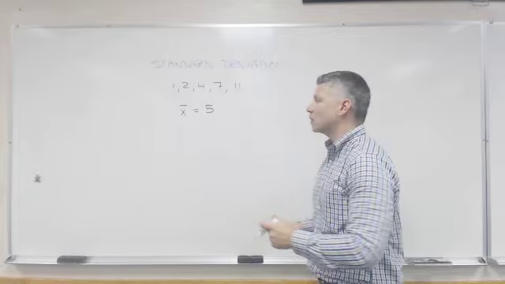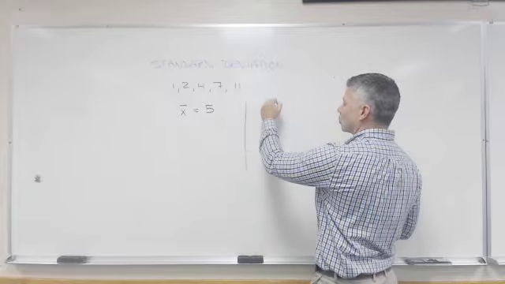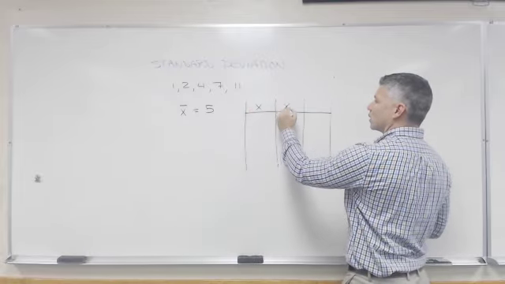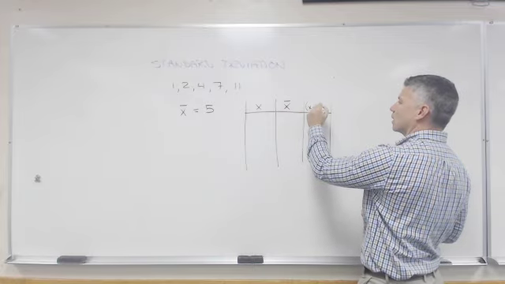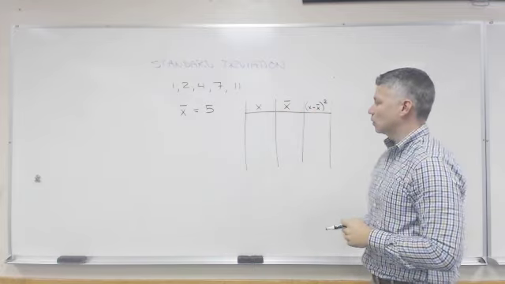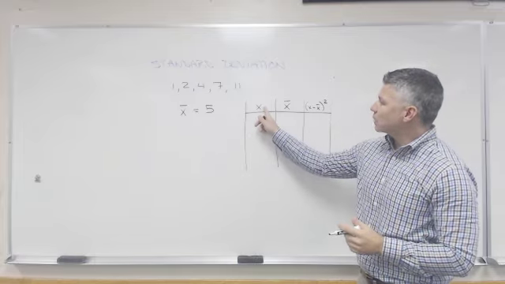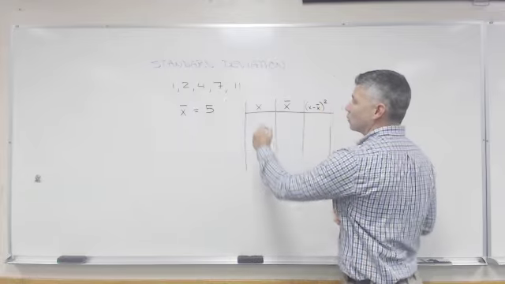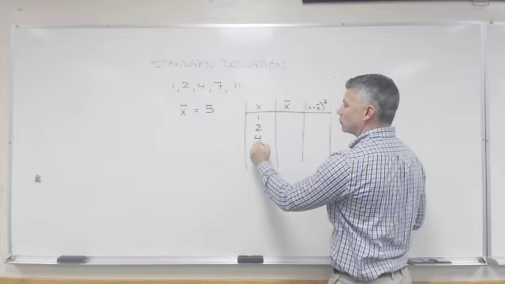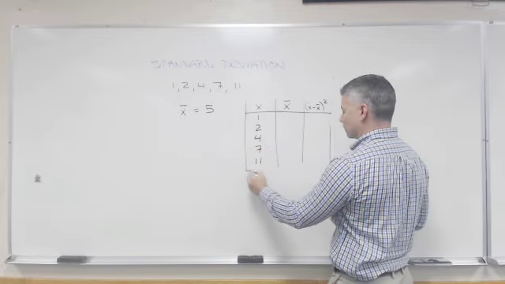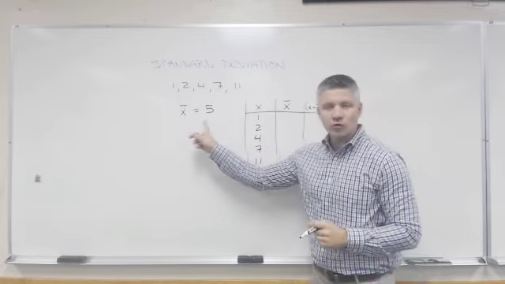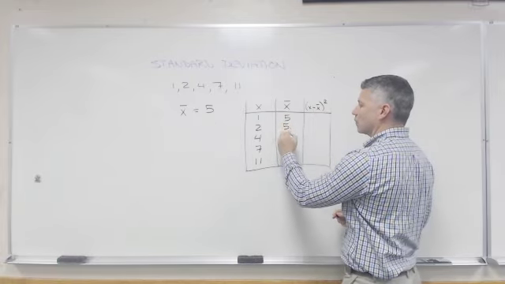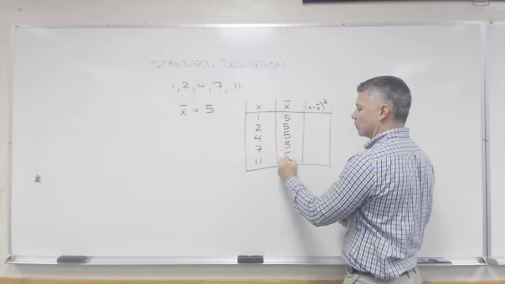Step 2, we're going to have to fill in our chart. And our chart has 3 columns labeled X, X bar, and X minus X bar squared. And I will explain these. X is simply every single number from our data set. So 1, 2, 4, 7, 11. X bar is our average, and that's the same for our entire problem. So 5, 5, 5, 5, 5.